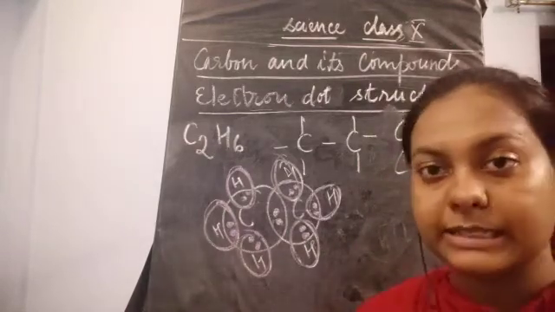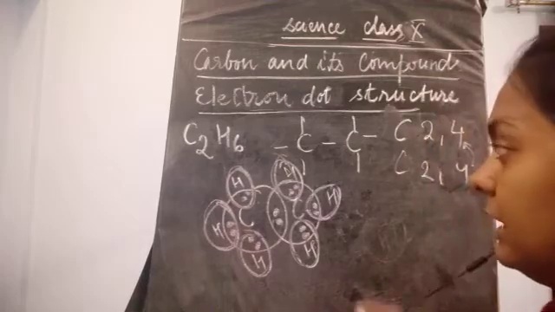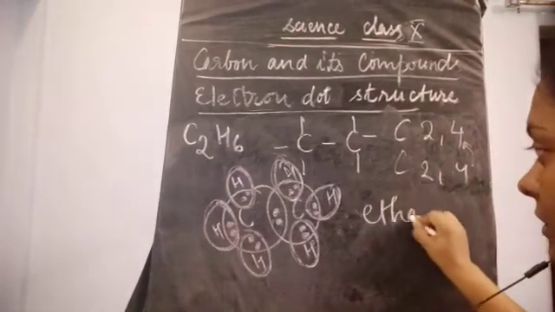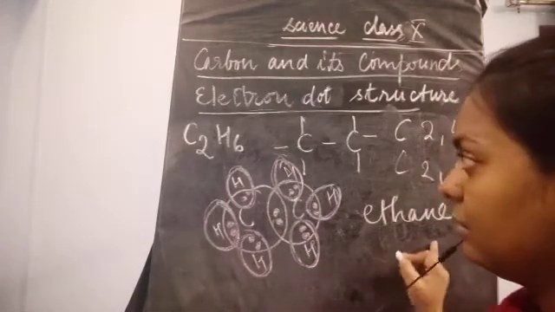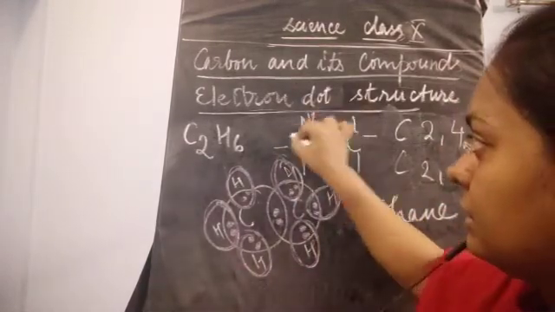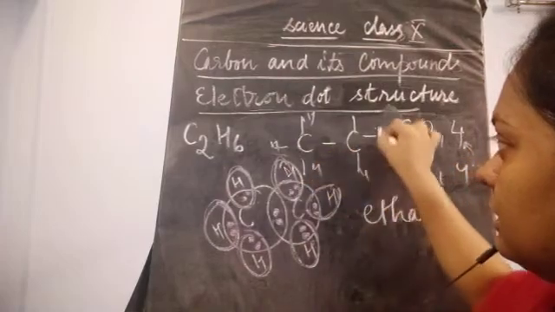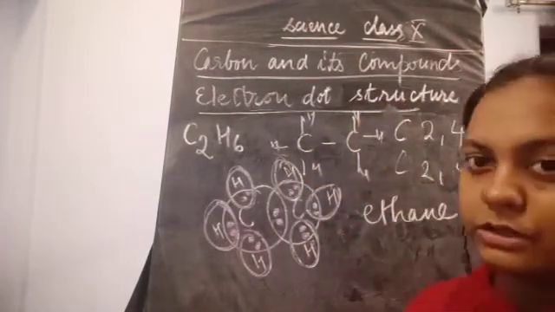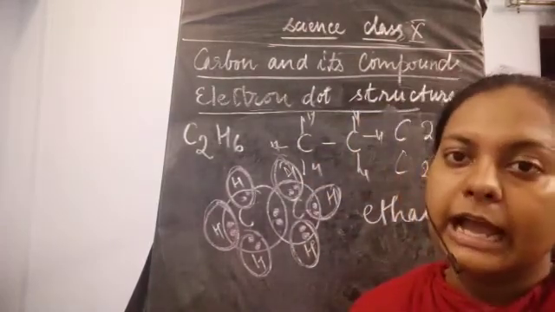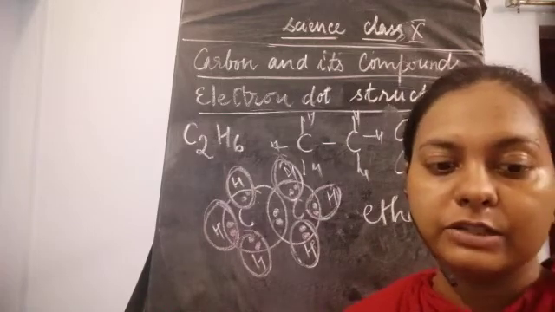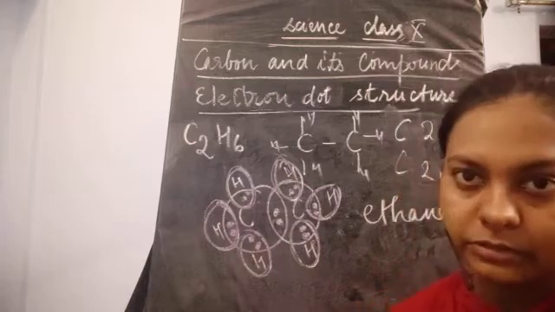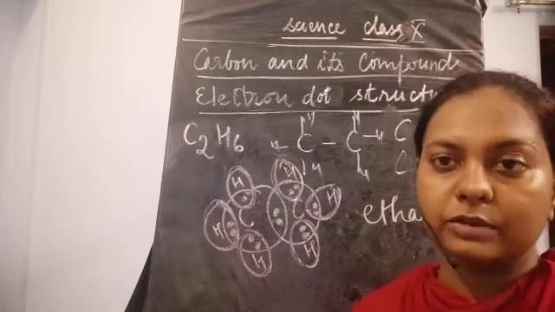So C2H6 is the ethane molecule. Here the electrons of H, H, H, H, H and H are being shared with the carbon, and hydrogen is going to complete its duplet, whereas carbon is going to complete its octet. Okay, so this is how this ethane molecule is formed.